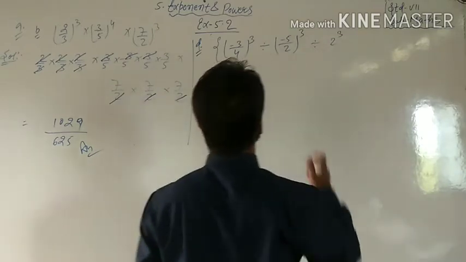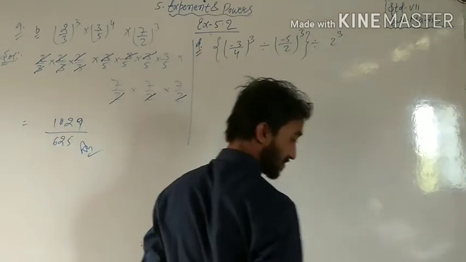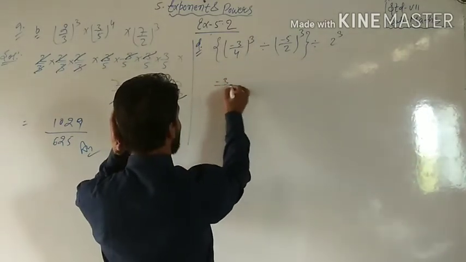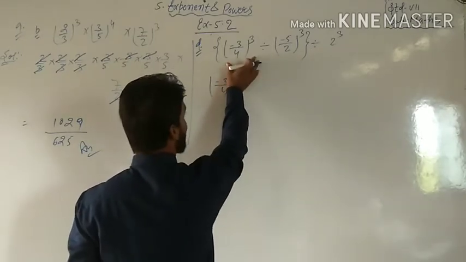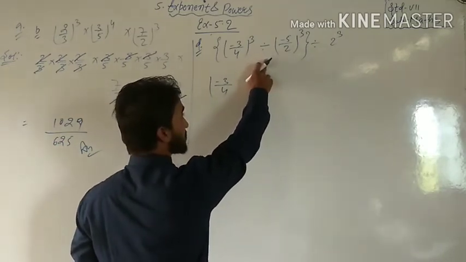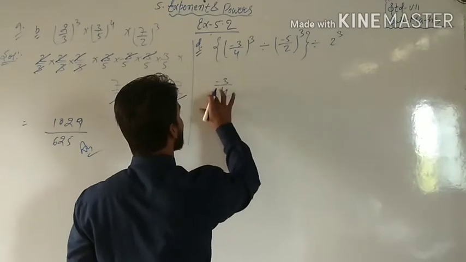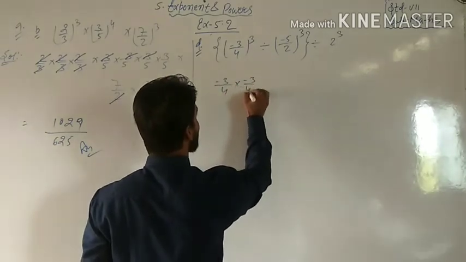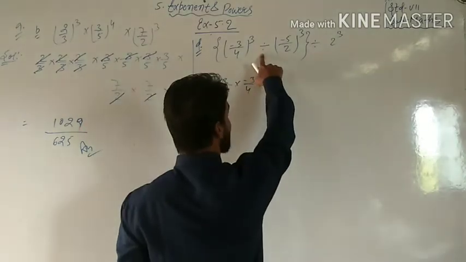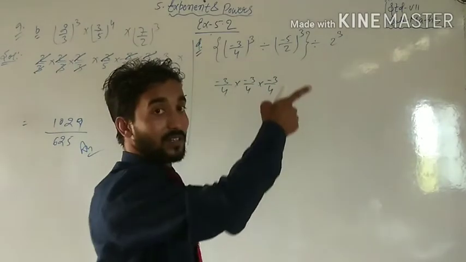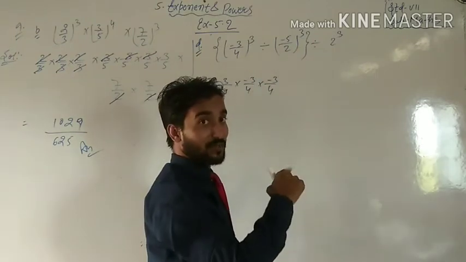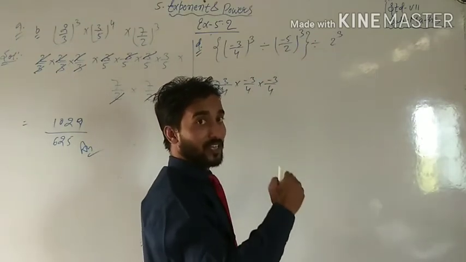Students, what will you do? Simple. (-3/4), (-3/4). You can see now the base is not the same, in spite of both being in division form. What will you do? (-3/4) into (-3/4) into (-3/4). After the division sign, when it is replaced by multiplication, the next fraction will be reciprocal. It means numerator will become denominator and denominator will become numerator.